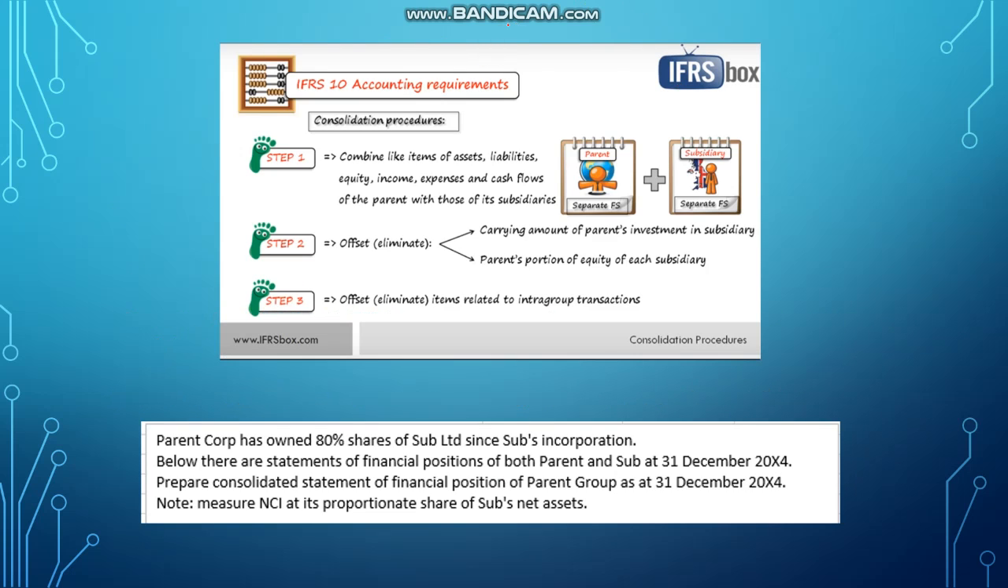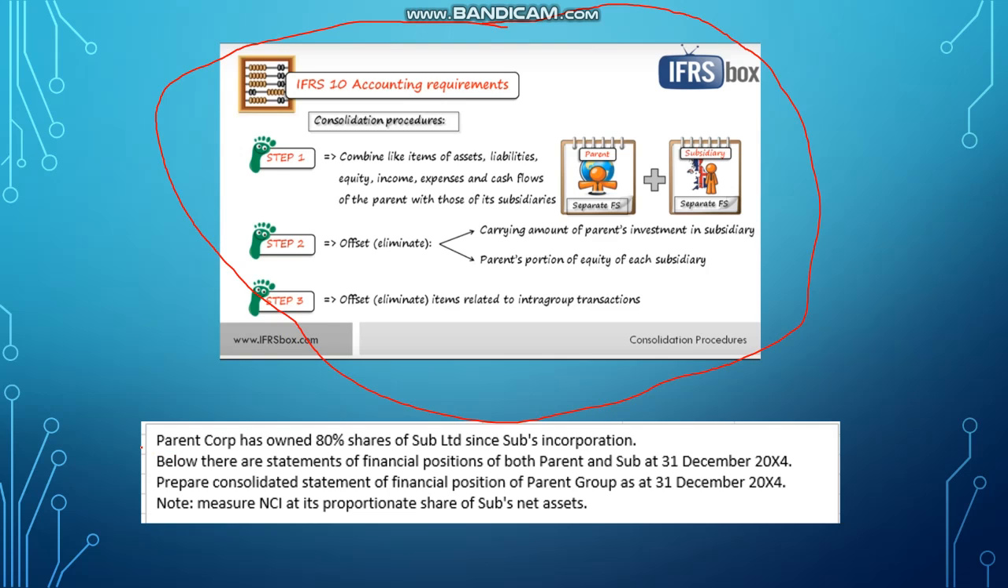Here we are actually looking at the IFRS 10 procedures for consolidating two companies, and we'll actually be using all three of these steps in this case study that we're about to look at. And just below you'll see the directions for this case study, where parent company has owned 80% of the shares of subsidiary Ltd. since subsidiary's incorporation. Prepare consolidated statement of financial position of parent group.